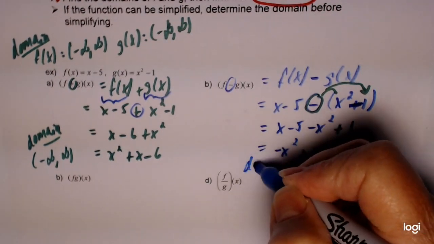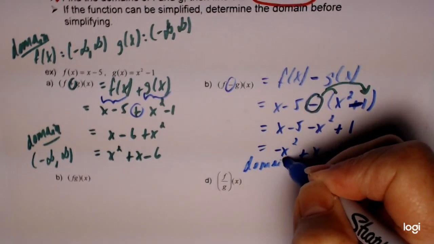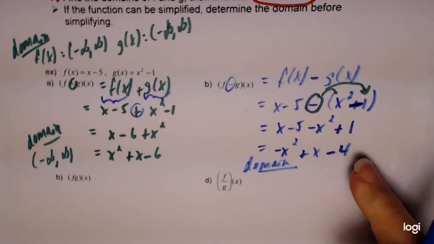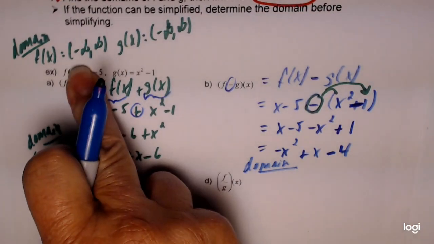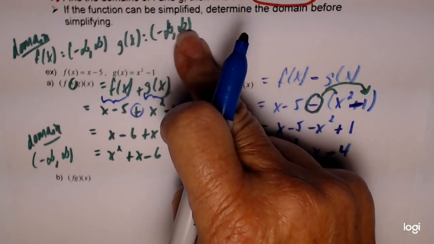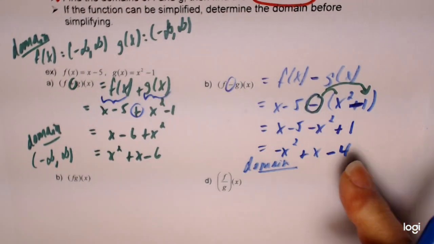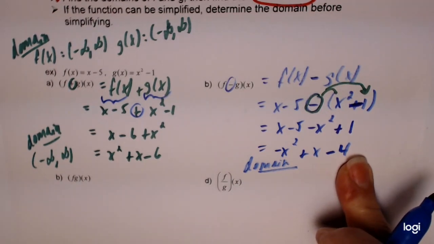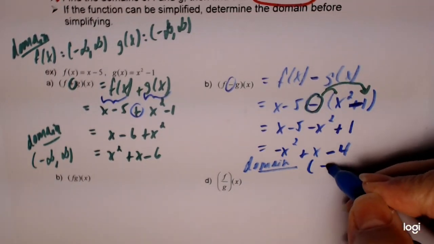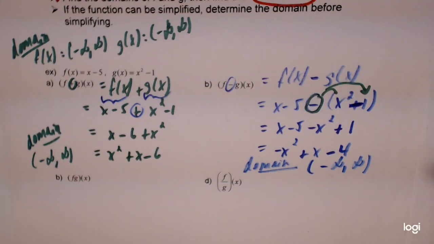Again, let's consider the domain of this new function, and we didn't really change anything up. f of x is negative infinity to positive infinity. g of x is negative infinity to positive infinity. Here, there's no square root symbol. We didn't create any fractions, so the domain is going to be negative infinity to positive infinity.